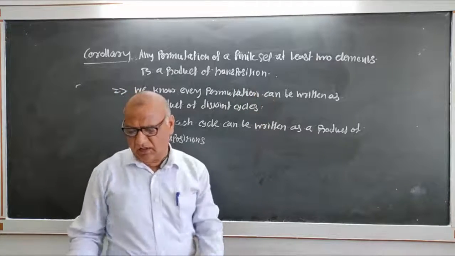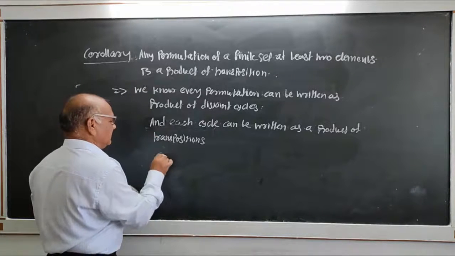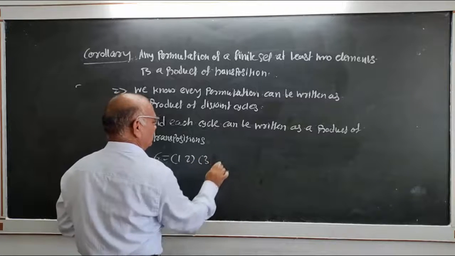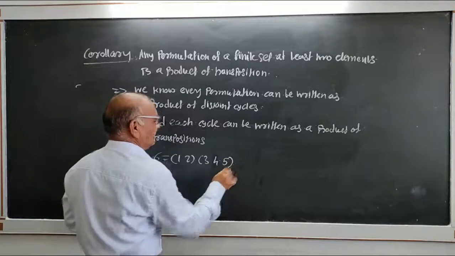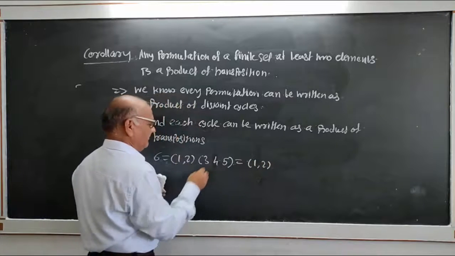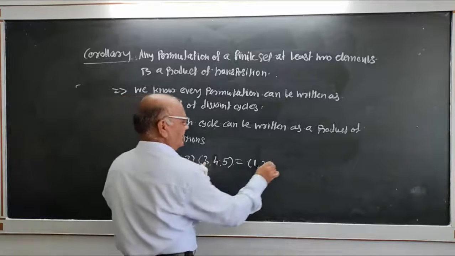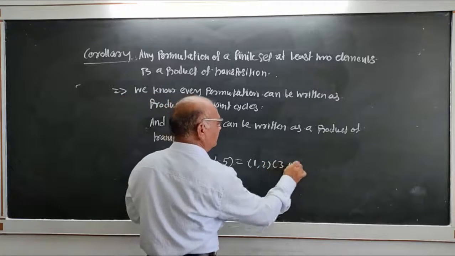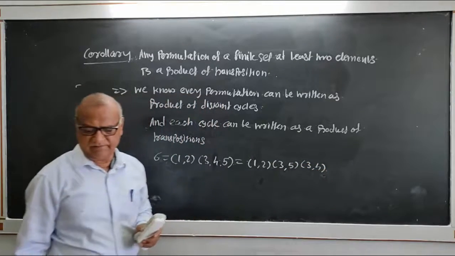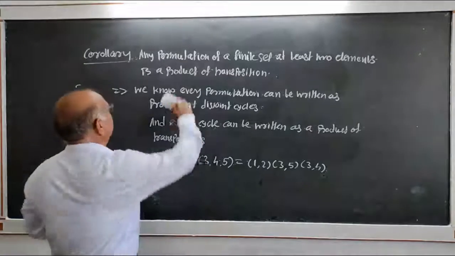Here, for example, sigma is equal to (1 2 3 4 5). Then this can be written as (1 2), this transposition, same. Now this can be written as (3 5) and (3 4), like this. Okay.